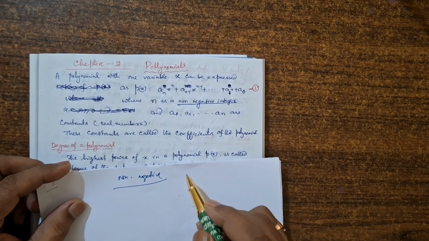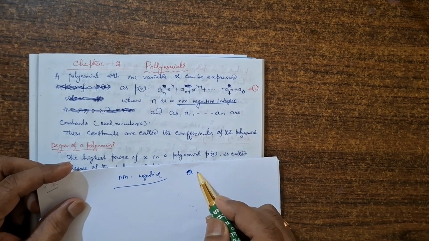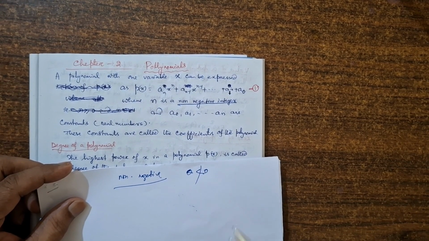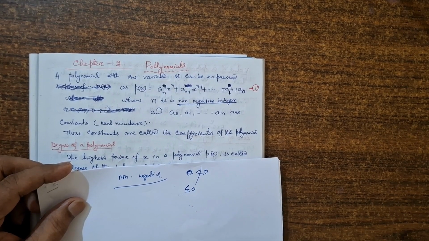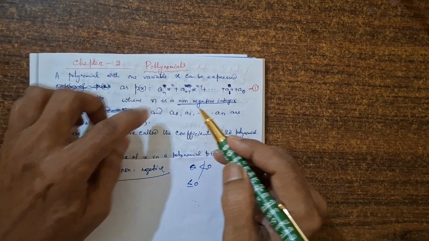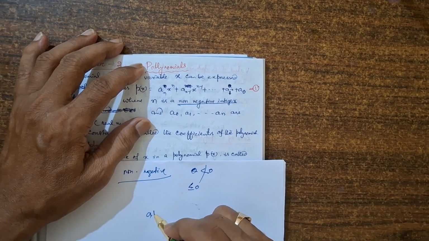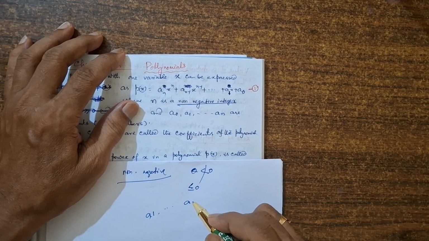What does it mean? Non-negative means less than 0 is not possible. It may be greater than or equal to 0, not less than 0. So 0 may be there. So a may be a_1 to a_n.